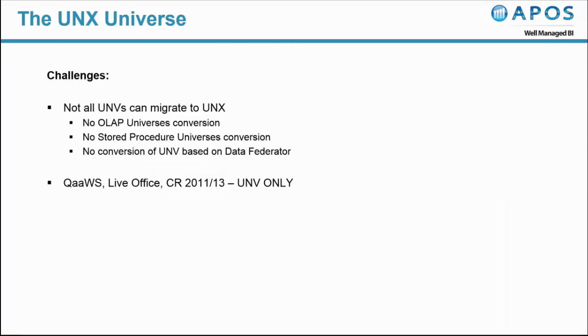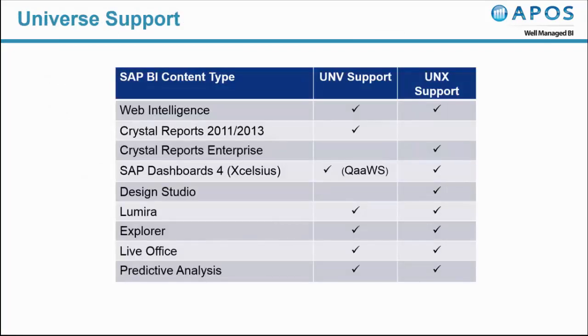A couple of slides. So here is just a brief synopsis of the content types and the universe types that are supported by those. So we see here Webi supporting both UNV and UNX. Crystal Reports 2011-13, as I mentioned, UNV out of the box. Crystal Reports for Enterprise, UNX only out of the box. SAP Dashboard, that is Xcelsius, utilizing UNV through QaaWS, UNX support. Design Studio, again, out of the box is only UNX, and of course Lumira, Explorer, Live Office, and the others as well.